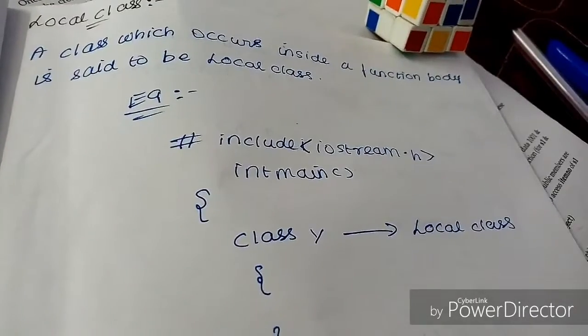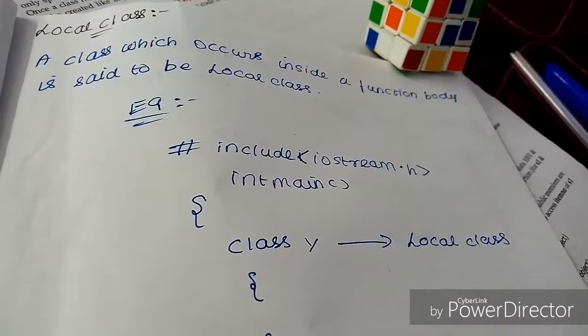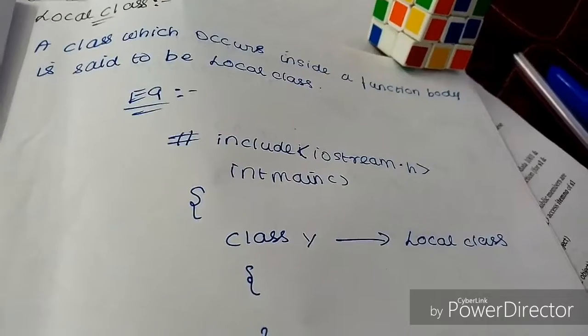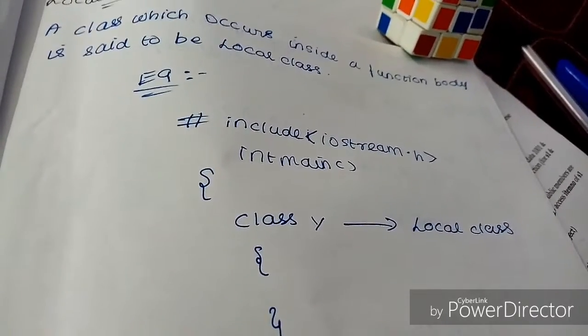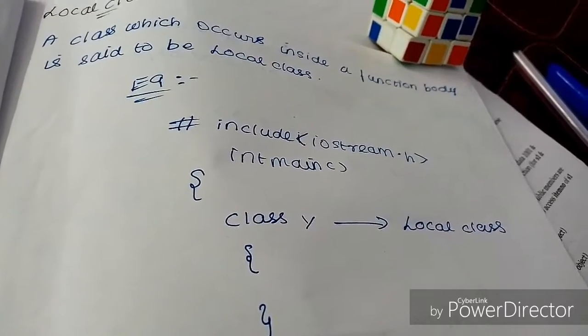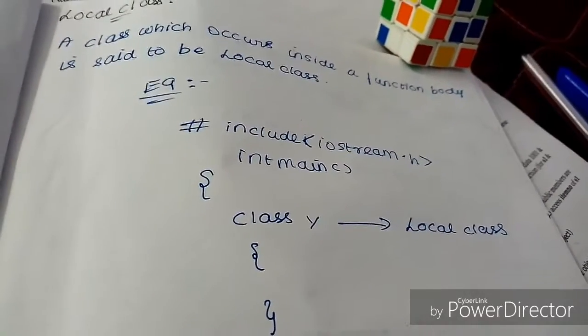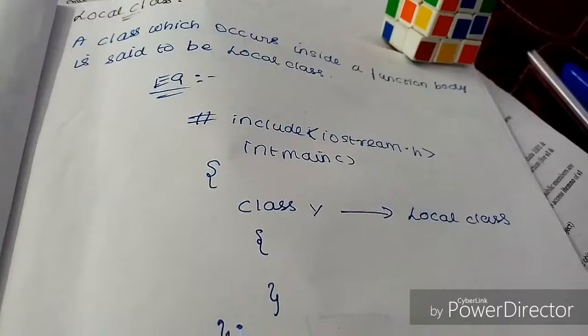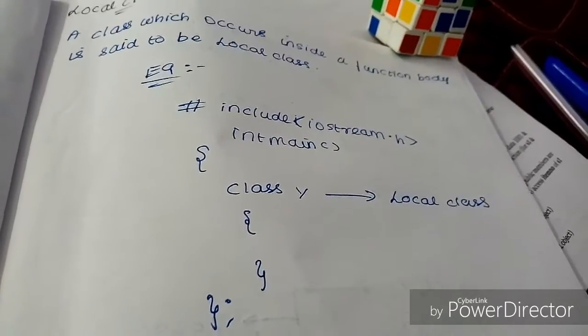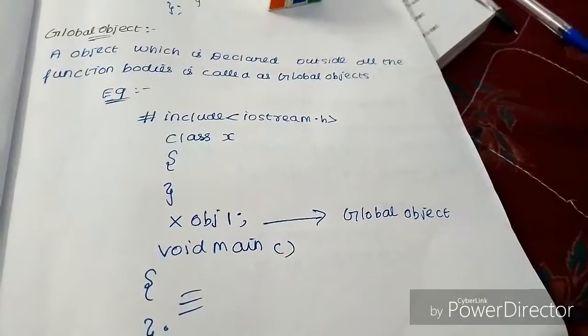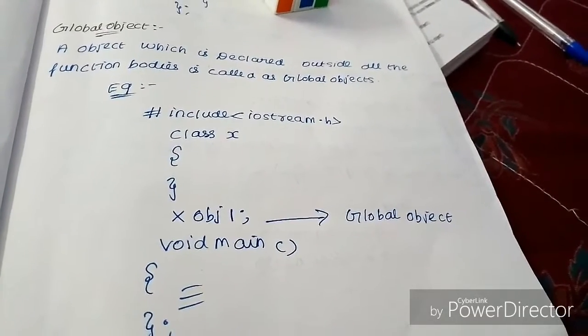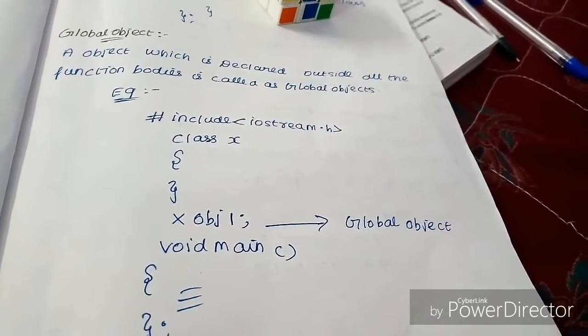Now a local class is a class that occurs inside a function body. It is opposite to a global class. Here we will have our example: header file, int main, open bracket, inside that we have a class, that is called a local class.